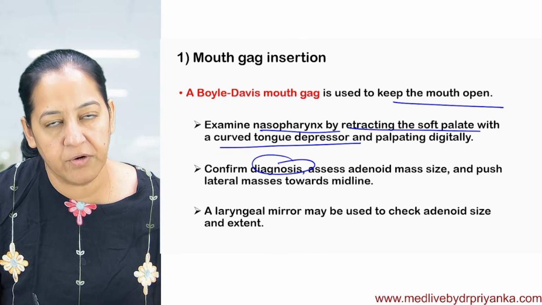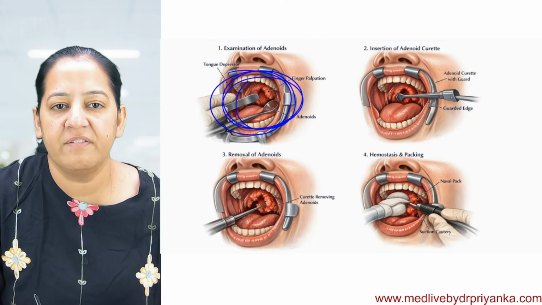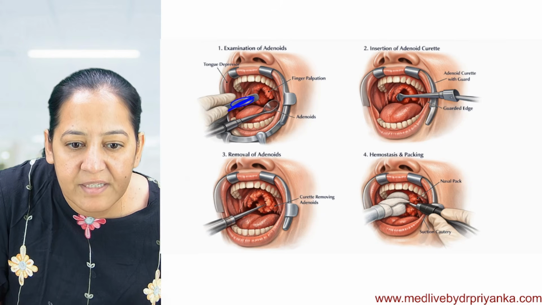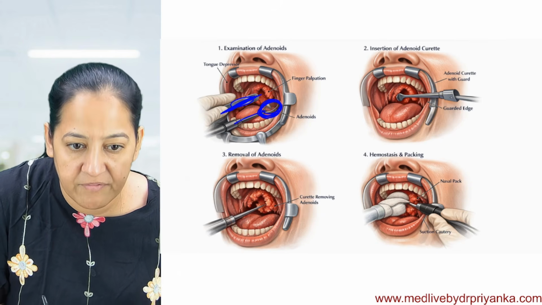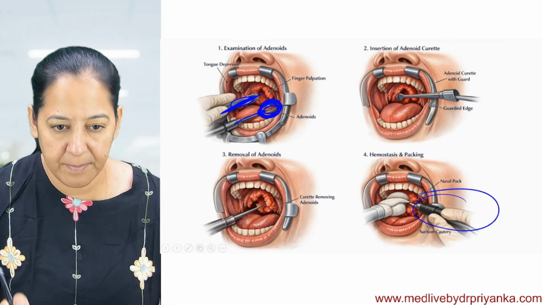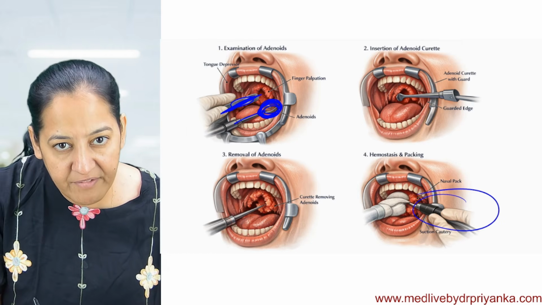We will confirm the diagnosis. We will see the size of the adenoid and we will use a mirror. Can you see? We are using a mirror also over here. You can see this is the tongue depressor and this is the mirror. I will show you in the video also. The mirror is used to see the exact size of the adenoid, because it is present posteriorly in the nasopharynx. It cannot be seen directly. In the mirror, we will see the size.